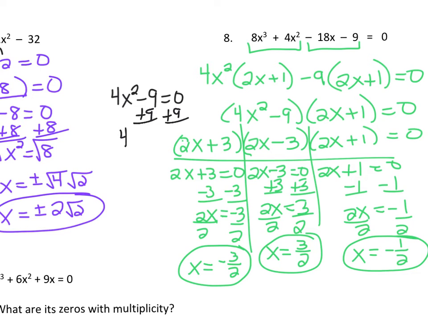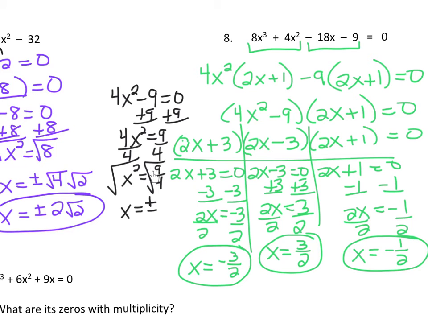So it gives me 4x squared equals 9. And then I'm going to get the x squared by itself by dividing by 4. So it gives me x squared equals, I'm going to leave that as 9/4. Now, when I take the square root, I'm going to have x equals, and remember, this square tells us we could have two answers. So we're going to have a positive as well as a negative.